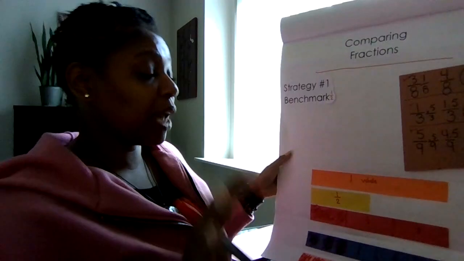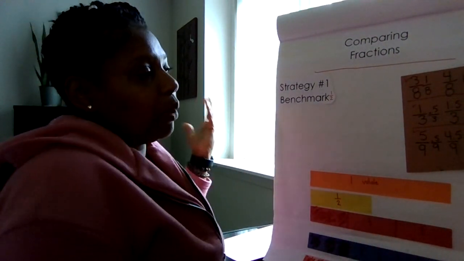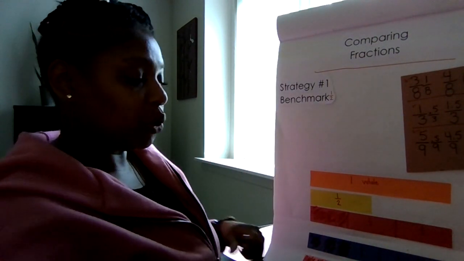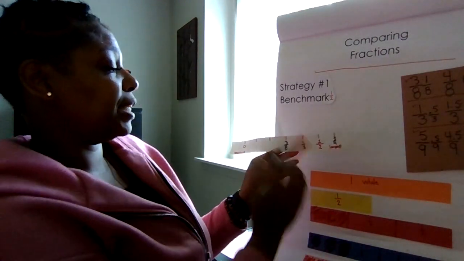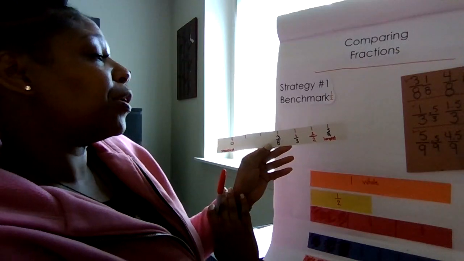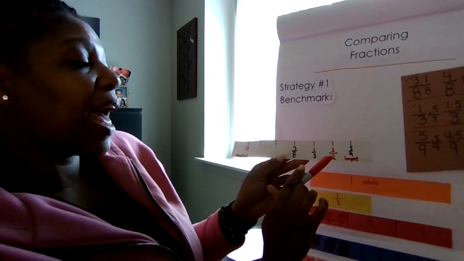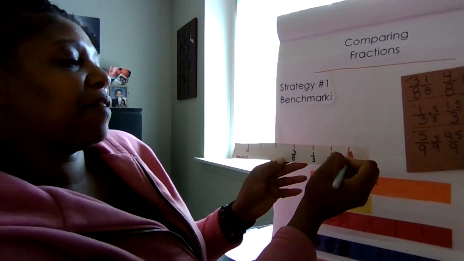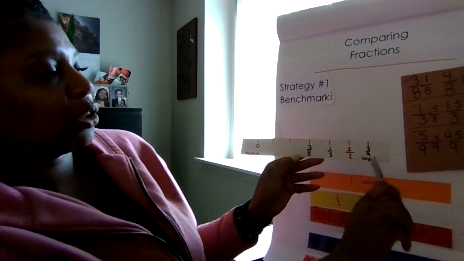So another way we can write that is, if we're comparing it, we could say, using our number line, we can say 3/8 is less than 1/3, and 1/3 is less than 1/2, and 1/2 is less than 5/9. Because it's going from smallest to largest.